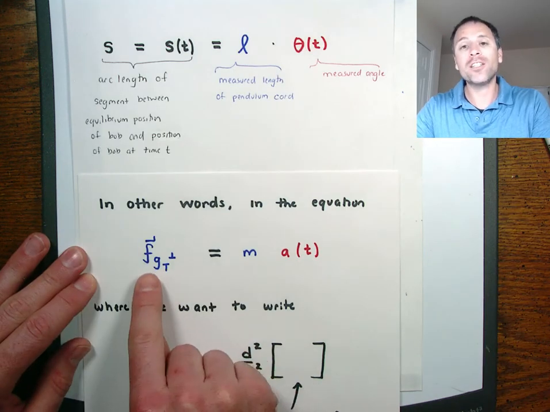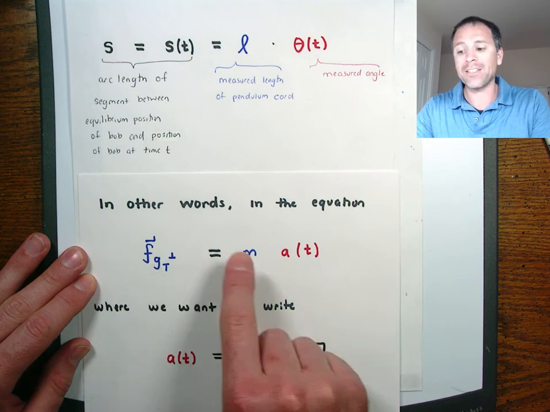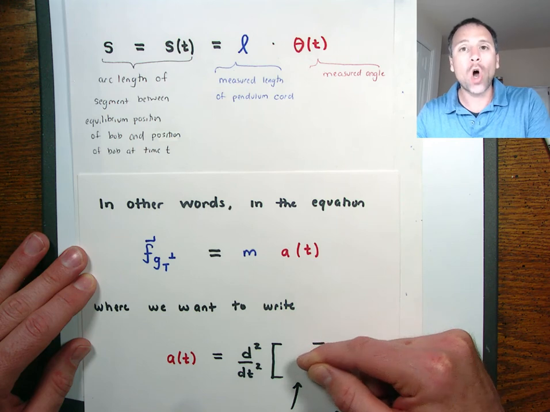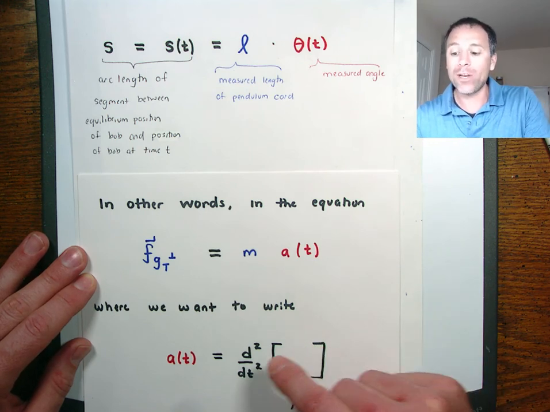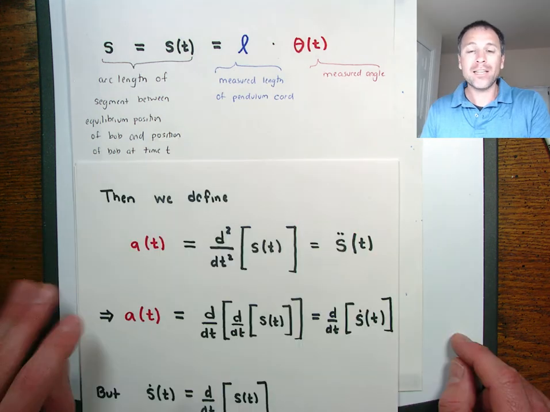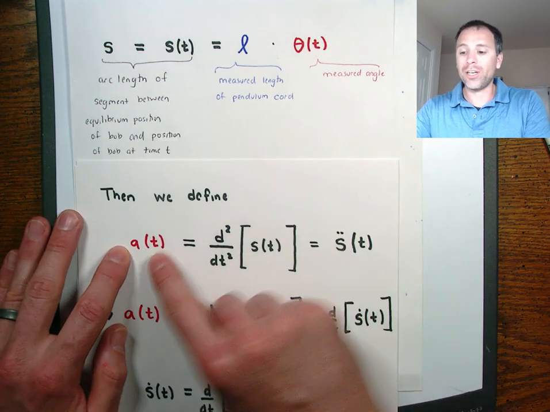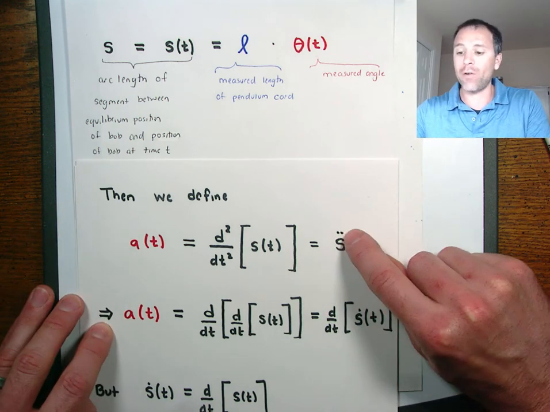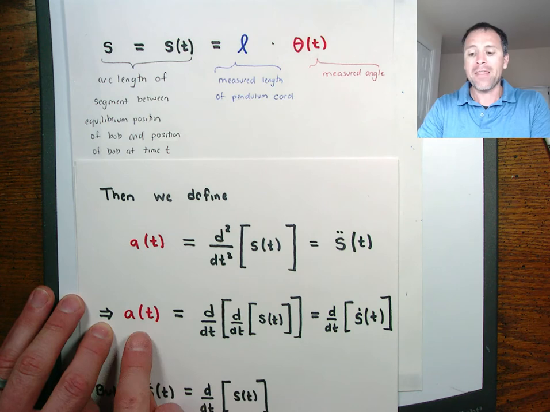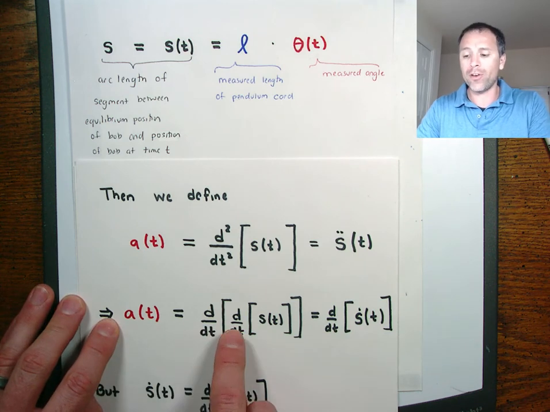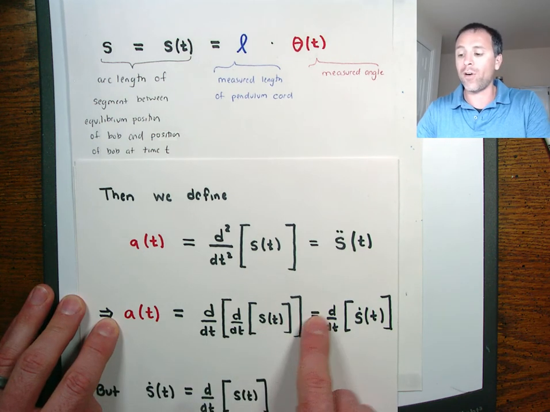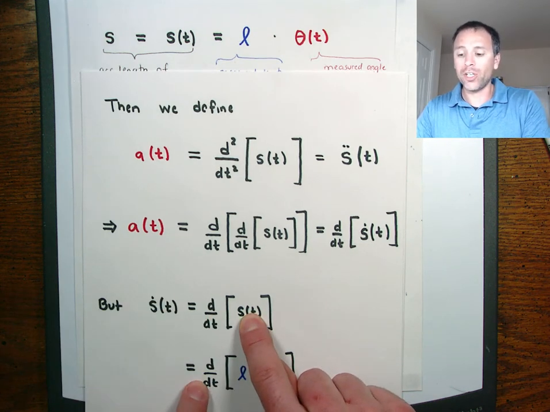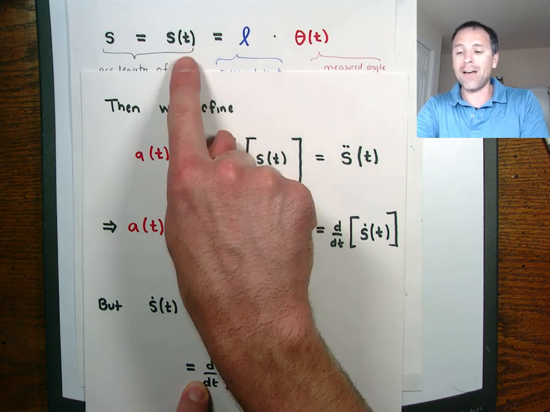This suggests that in our hunt to describe the net force acting on our bob as mass times acceleration, if we think about acceleration as a second derivative, we could use arc length as the function that we differentiate in this relationship. Let's go ahead and do that. If we think about the acceleration as the second derivative of the arc length, or s double dot, because each dot represents one derivative operator, then the acceleration is the derivative of s dot. But s dot, the derivative of the arc length function, is the derivative of L times theta. That's the definition of arc length.